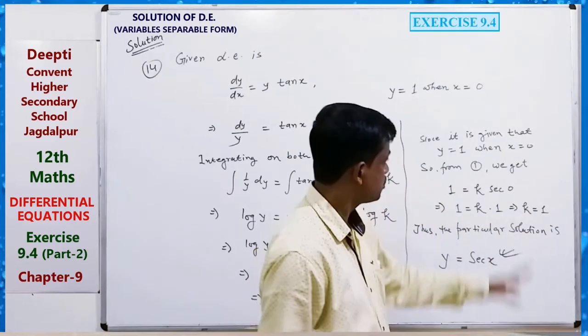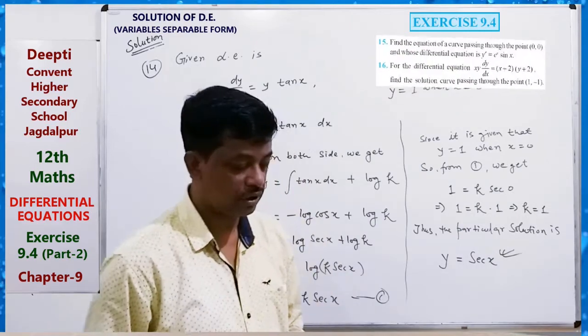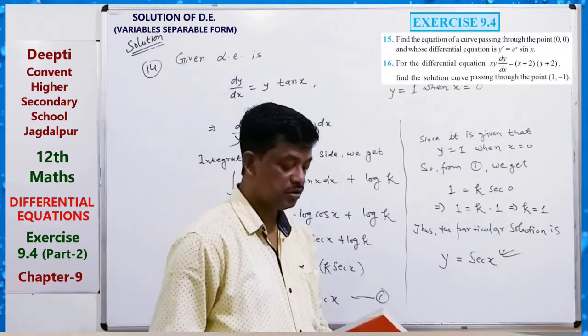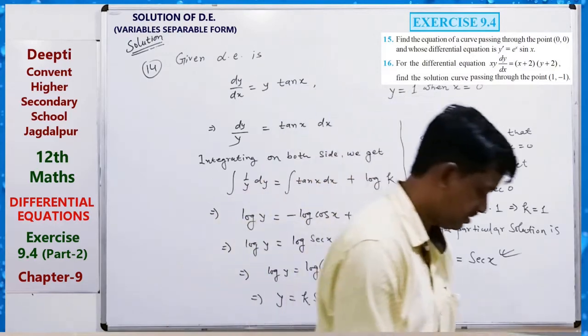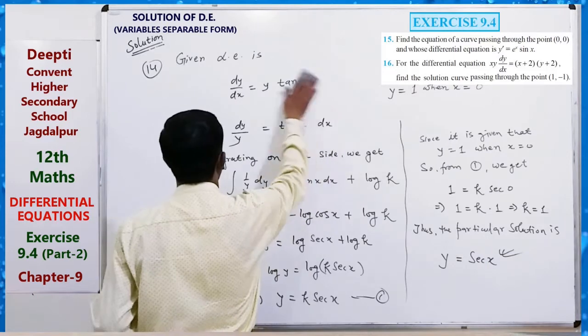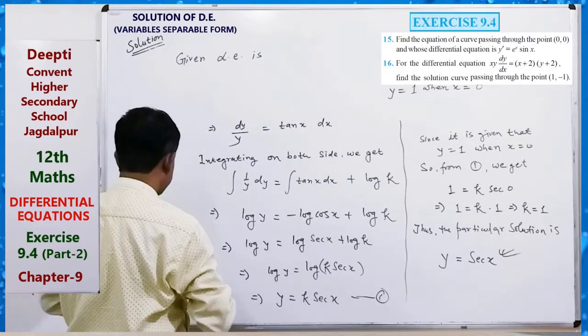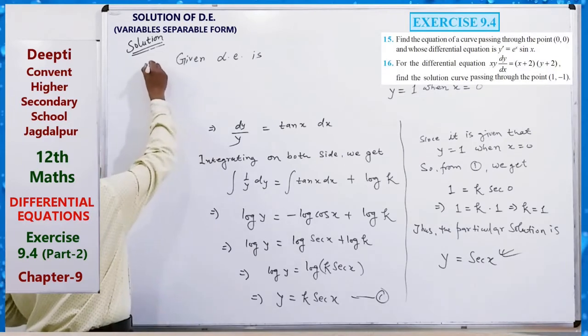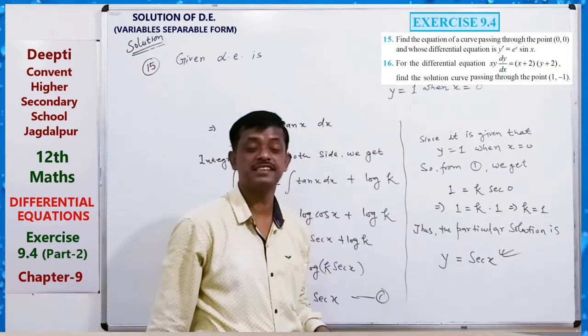Now question 15. See question 15. It is given: find the equation of a curve passing through the point (0, 0) and whose differential equation is y dash equals e to the power x sin x. Here the condition is given.